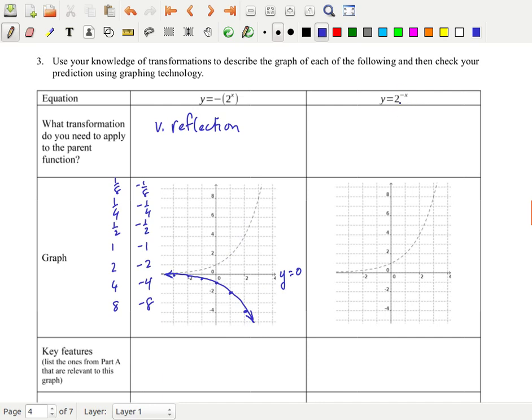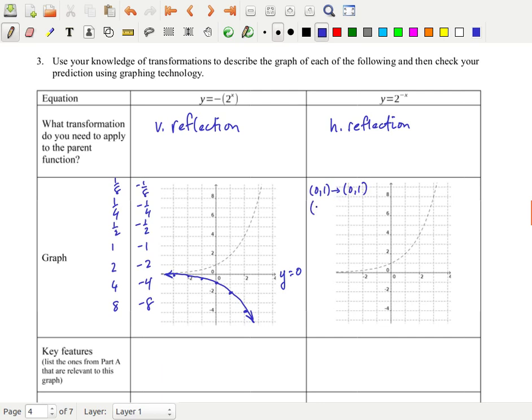How about this one? y equals 2 to the negative x. This is a horizontal reflection. And in this horizontal reflection, now these values don't actually change. That's not what a horizontal reflection does. A horizontal reflection means that the x-coordinates change. Now the one that doesn't change, the point (0, 1), is going to stay (0, 1).